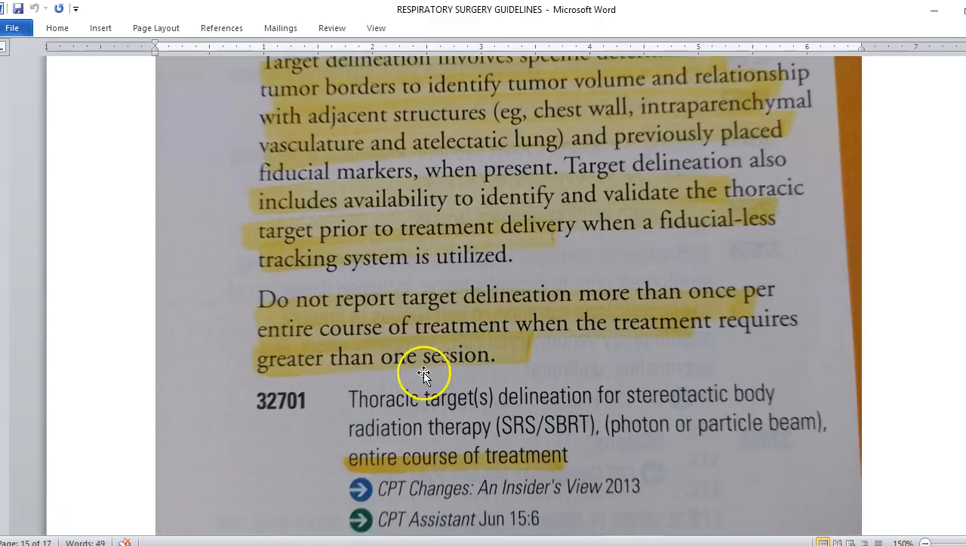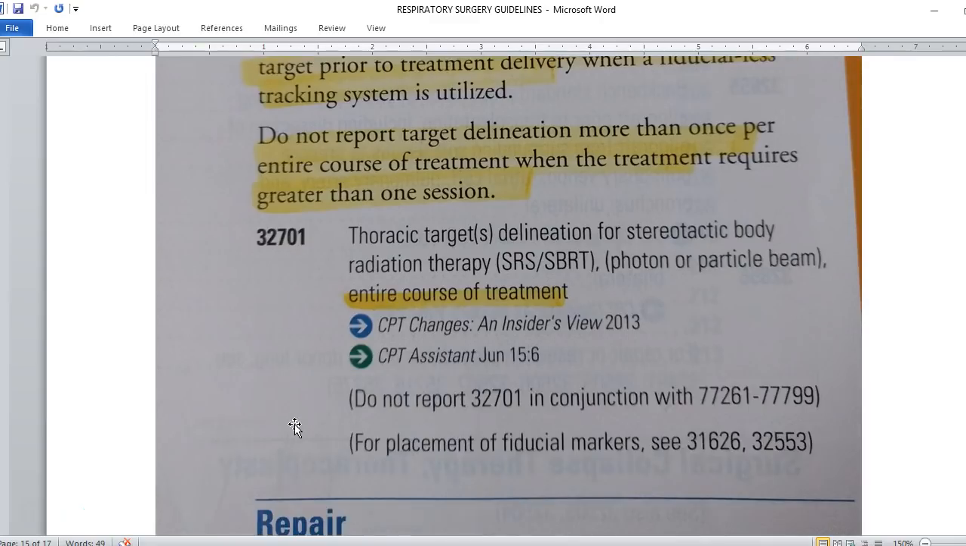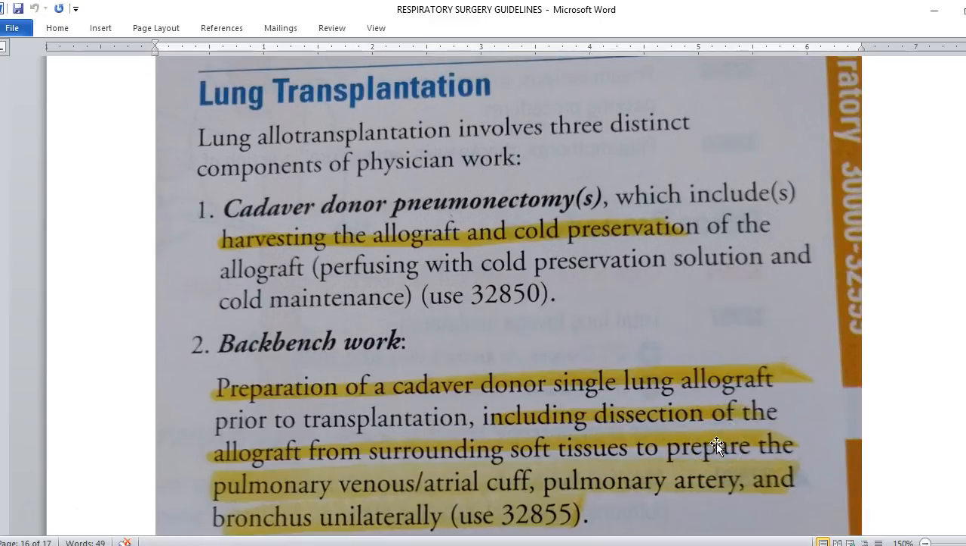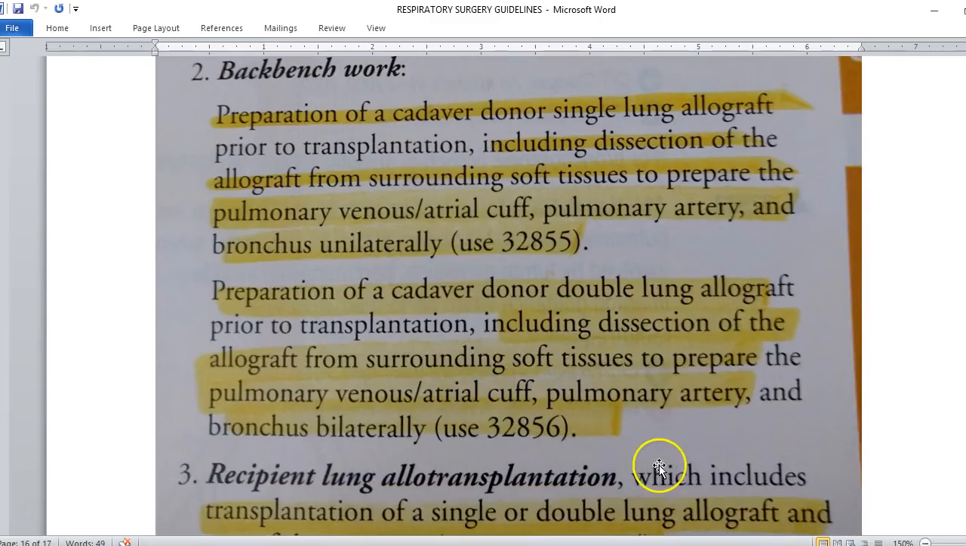Now again, they tell us, do not report target delineation more than once per entire course of treatment when the treatment requires greater than 1 session. So again, this is a one-time deal, and it tells us the codes for the placement of those fiducial markers. Last section is transplantation. We always have 3 parts of transplantation. We always have the removal, the backbench work, and the transplant itself. So they tell us cadaver donor pneumonectomy, which includes harvesting of the allograft and cold preservation of the allograft. So this is removing the lung and making sure that we're going to stabilize the tissue in a cold environment until it gets to the person who's doing the backbench work.